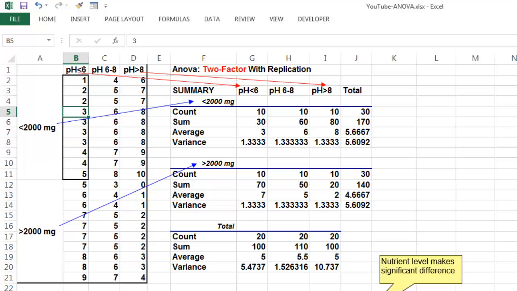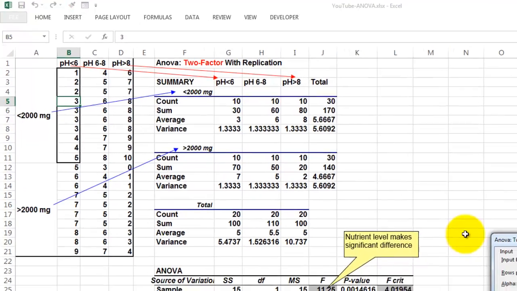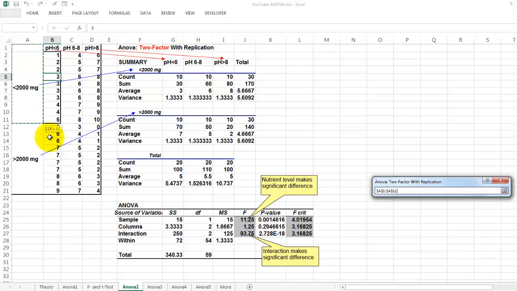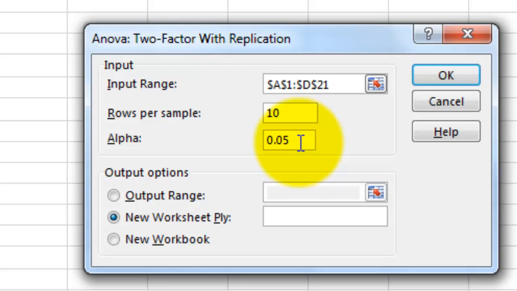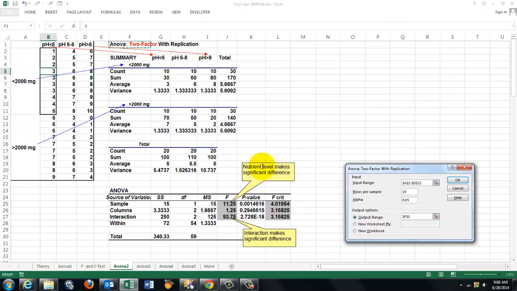Okay. So when you do that, it says, what is your input range? I am including the labels. How many rows per sample? 2, 4, 6, 8, 10. I use a 5% error chance. In your output range, click in the white box, and say I want it somewhere there. And when I click on OK, it gives me this result.